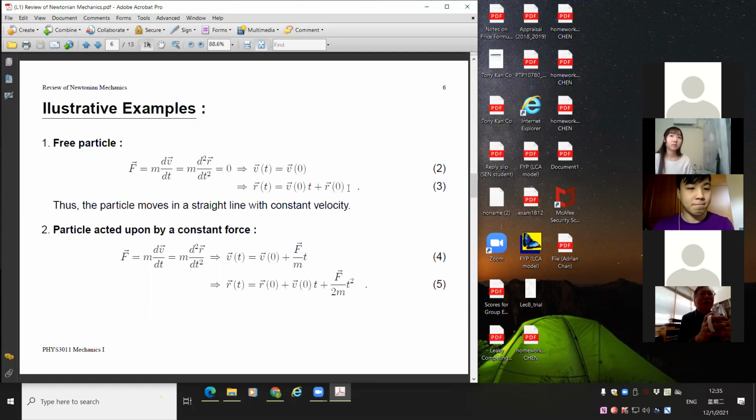Center of mass frame, all right? A frame co-moving with the particle. All right, second example, particle acted upon by a constant force.